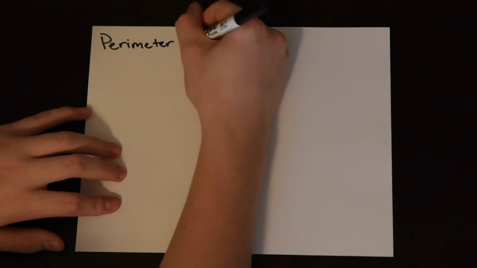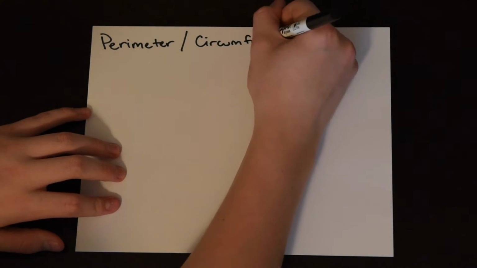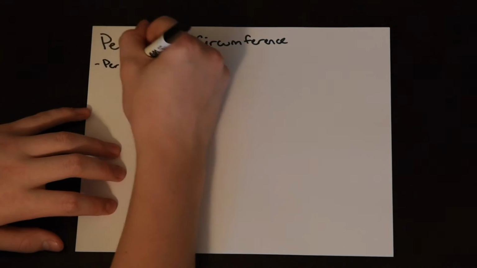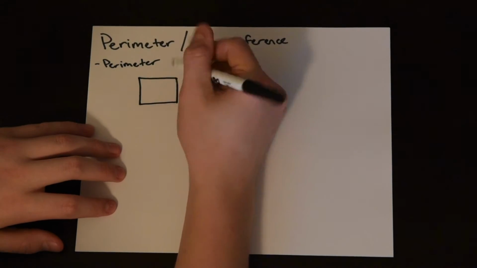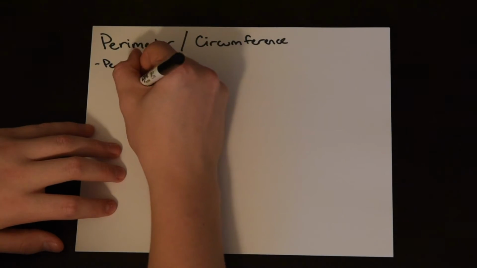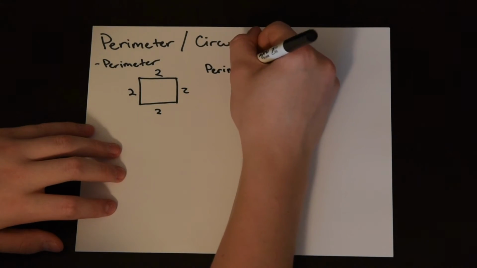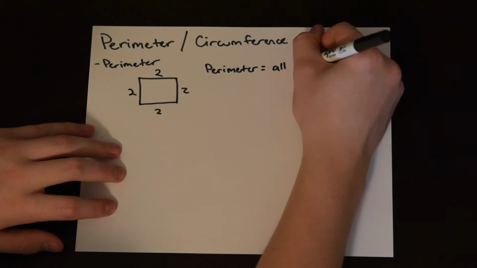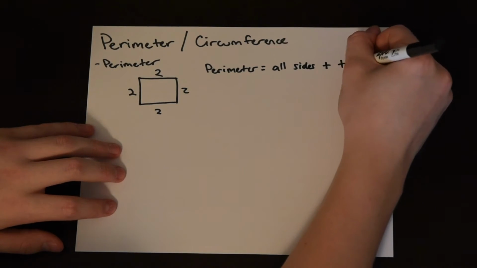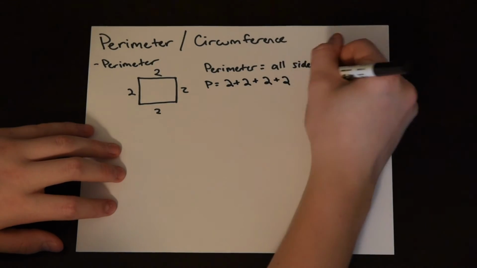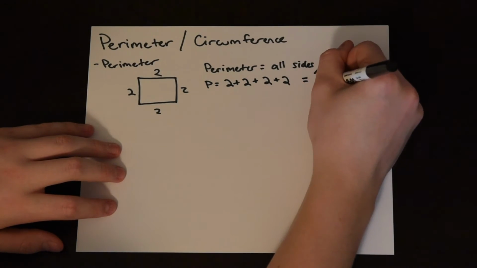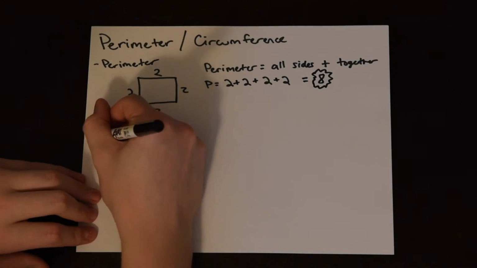My next topic deals with finding the perimeter and the circumference. When finding the perimeter, you simply add together all the sides of the polygon. And on this square, since each side is 2, you add together all the sides, which is 2 plus 2 plus 2 plus 2 to get 8. And that's how you find the perimeter.